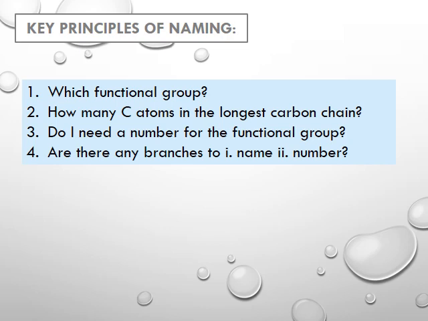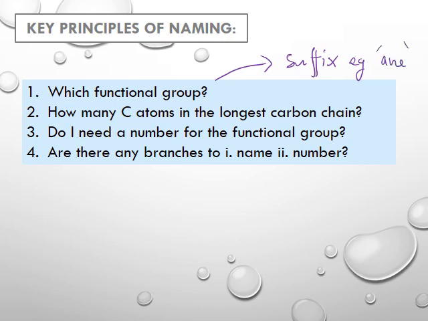Okay, so key principles of naming. I've got 4 questions really that I run through every time I name a compound. And the first one is, which functional group have I got? And that usually determines the suffix, the ending. So if it's an alkane, it will end in -ane. If it's an alkene, it will end in -ene.